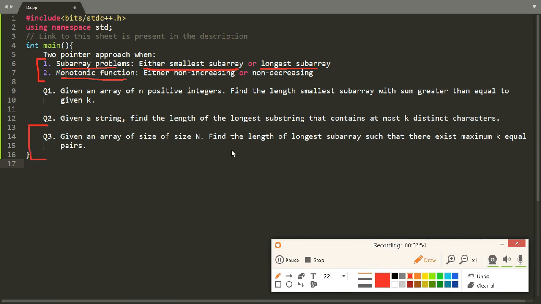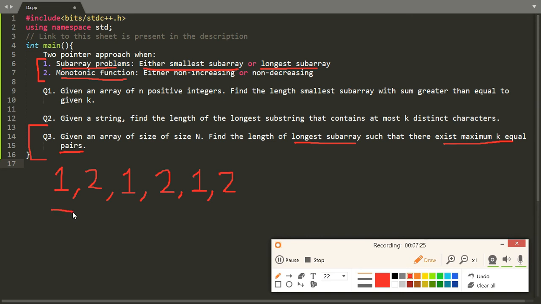The next problem is: we are given an array of size n. Find the length of the longest subarray such that there exist at most k equal pairs. Here it is fulfilling the first condition. So now we have to check whether equal pairs is a monotonic function or not. Let's take an example for that. Let's say we are given an array of size 6 with values 1, 2, 1, 2, 1, 2.